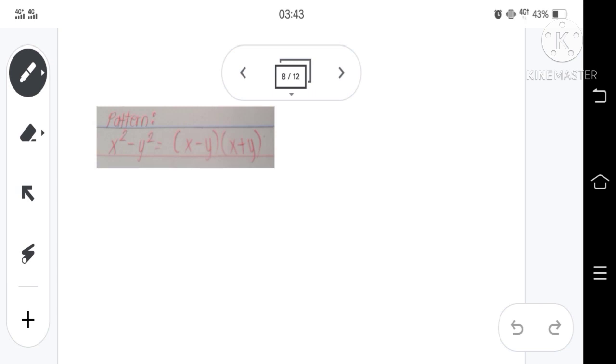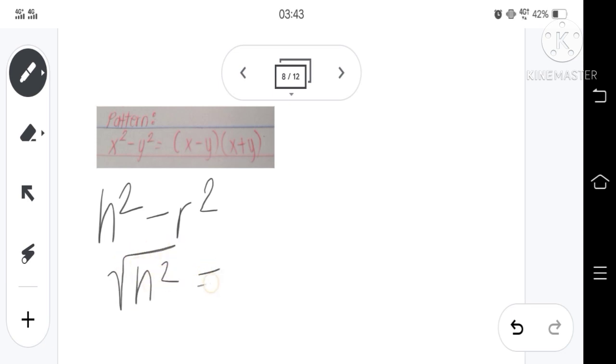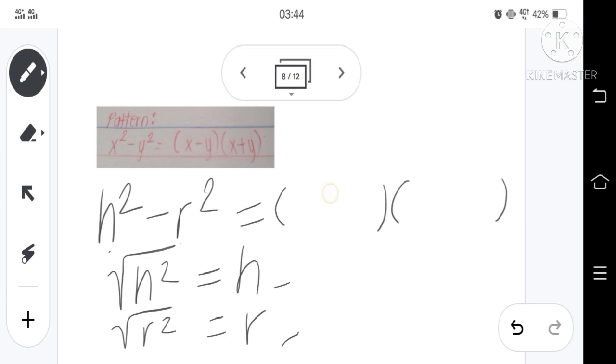Another example. h squared minus r squared. For the solutions, the square root of h squared is equal to h, and the square root of r squared is equal to r. Therefore, our two terms are h and r. For the final answer, the factored form of h squared minus r squared is equal to the sum and difference of h and r.